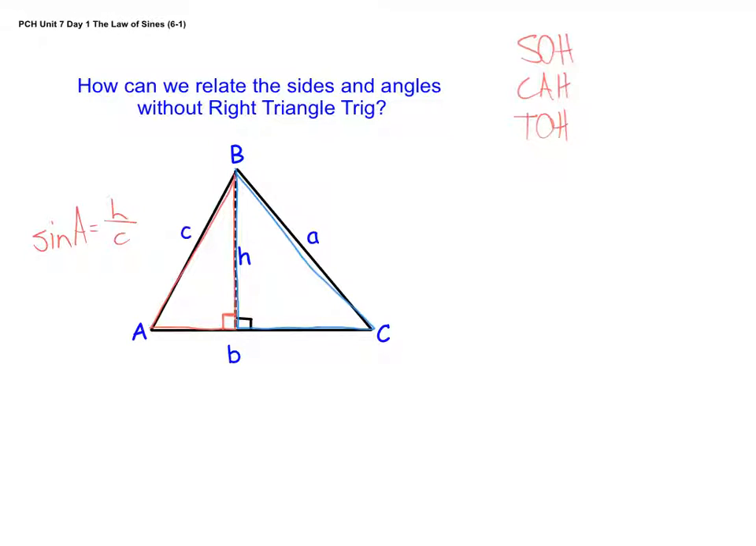Okay? We do the same thing with angle C. So what equation would I write there? Sine of C equals H over A. Okay. Sine of C equals H over A.